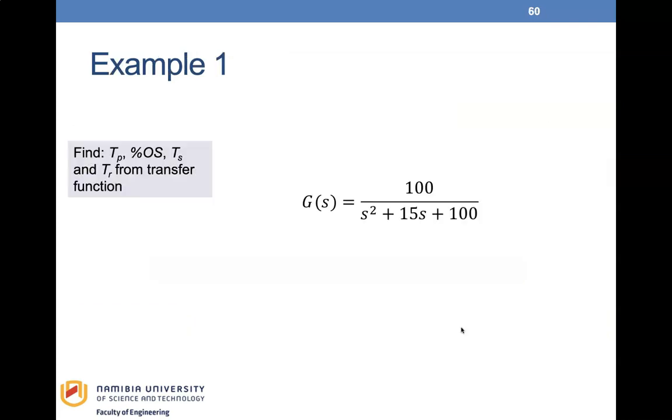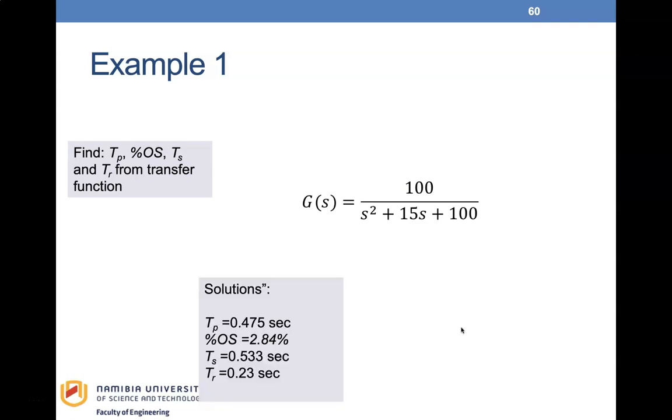In this example, we are to find the peak time, the percentage overshoot, the settling time, and the rise time from the transfer function given. Try solving these for this particular transfer function using all the equations we have derived, and you should get the following solutions.